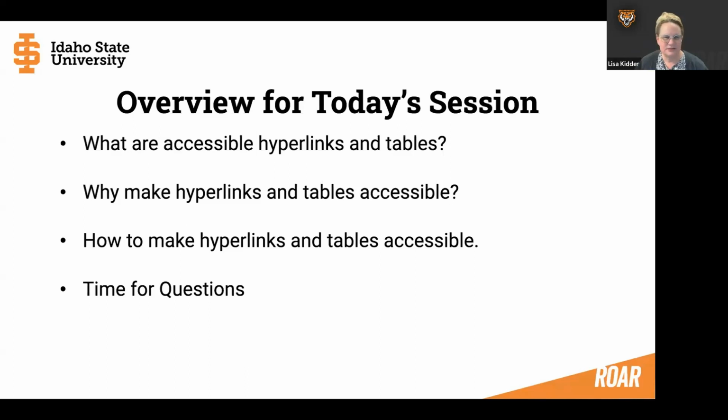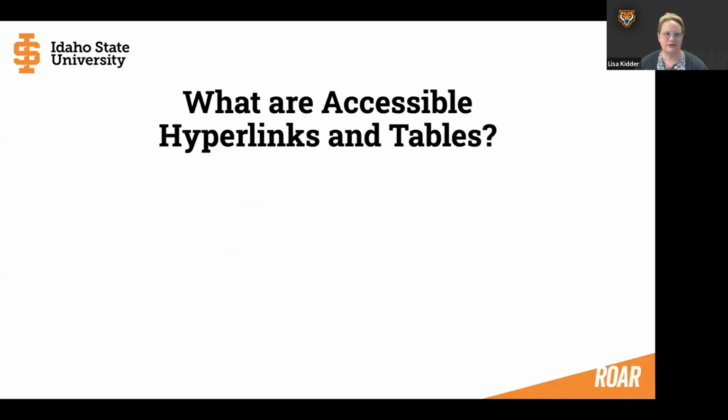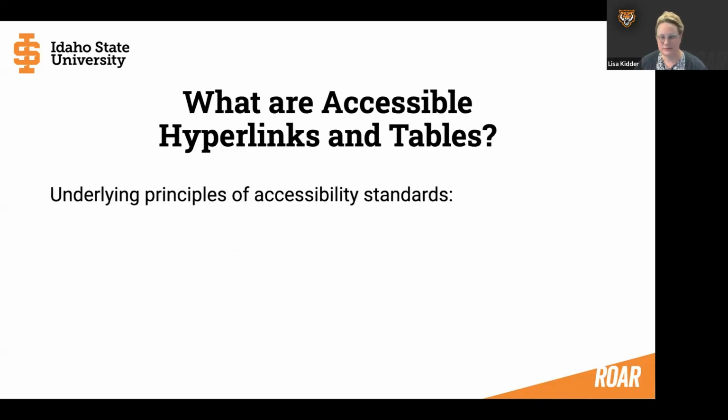Thank you, Mark. So first, we're going to talk about what are accessible hyperlinks and tables. There are 4 underlying principles of the accessibility standards. The first one is perceivable. So something, in order for it to be accessible, has to be perceived, whether it's text, audio, video, the fact that it's a link. There has to be some way for somebody to perceive it. Many of our phones also have that haptic interface, so we can actually feel it. So that perception can be felt as well as seen or heard.